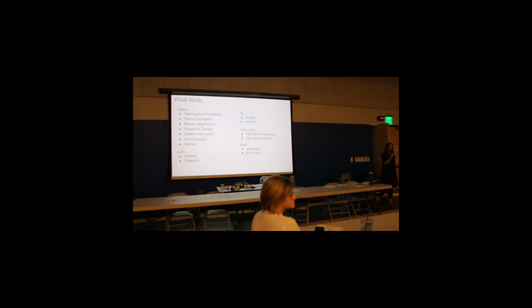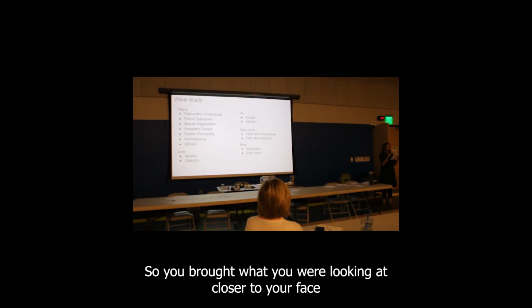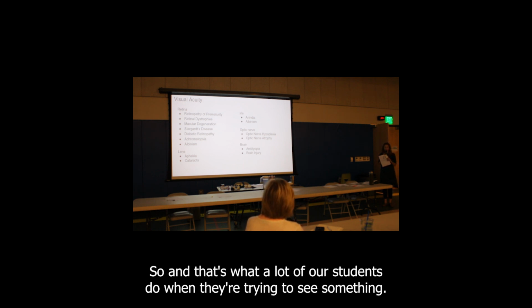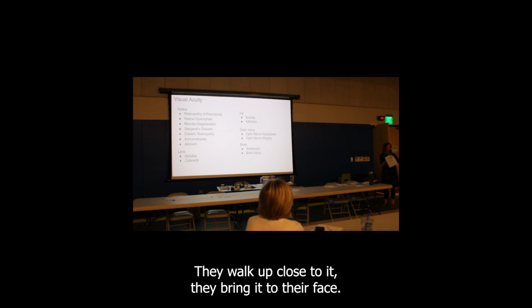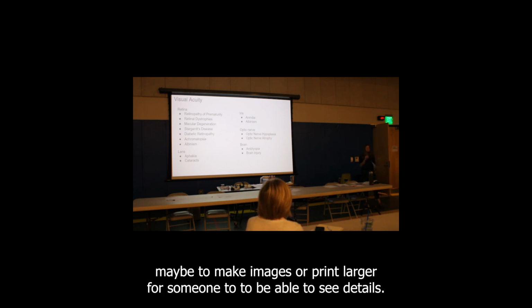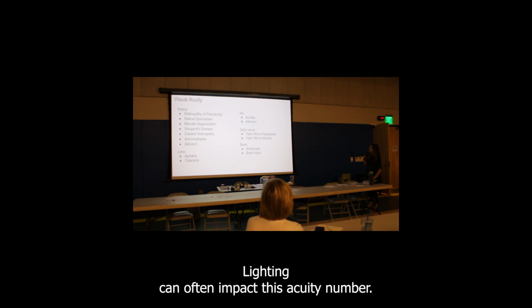I see, with the red shirt. So you brought what you were looking at closer to your face and you were able to see it better, right? That's what a lot of our students do when they're trying to see something. They walk up close to it, they bring it to their face. So that's one way of compensating. Another way that we compensate is maybe to make images or print larger for someone to be able to see details. Lighting can often impact this acuity number.